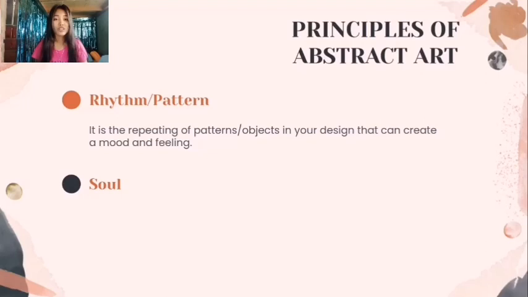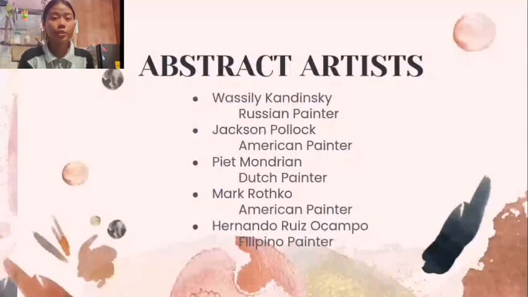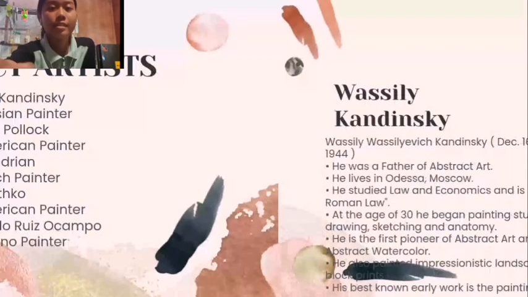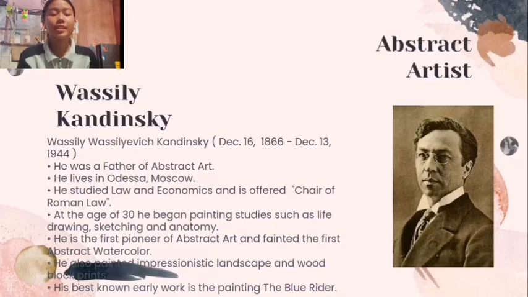These are the examples of artists who create abstract art. First, a Russian painter, Vasily Kandinsky. Vasily Vasilievich Kandinsky was born on December 16, 1866 and died on December 13, 1944. He lived in Moscow and spent his childhood in Odessa, where he graduated at Grekov Odessa School. He enrolled at the University of Moscow, studying law and economics, and was offered the chair of Roman law.